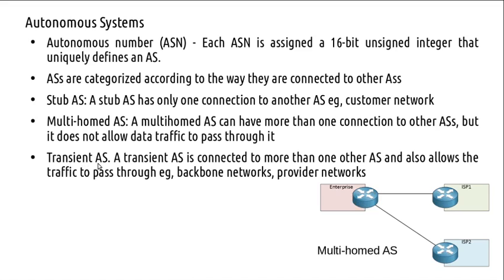Such networks fall under transient autonomous systems. So transient AS allows traffic to also pass through it. It allows intermediate routing. That is transient AS. Your backbone networks or the provider networks discussed earlier, they are transient AS. Okay. So we are just in the stub AS.